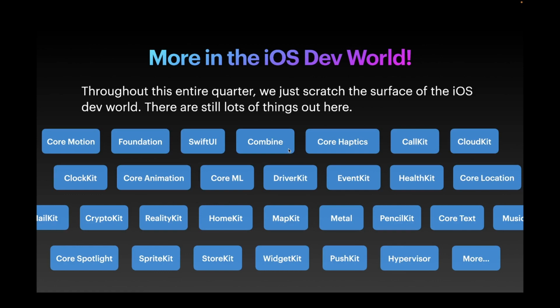Also Core Haptics, which gives you nice feedback when you touch something on your iPhone. Core Machine Learning can help you train a machine learning model and apply it. And if you are a developer for the Apple Watch, you can use ClockKit to have some nice elements for your watch face. And a lot of things.